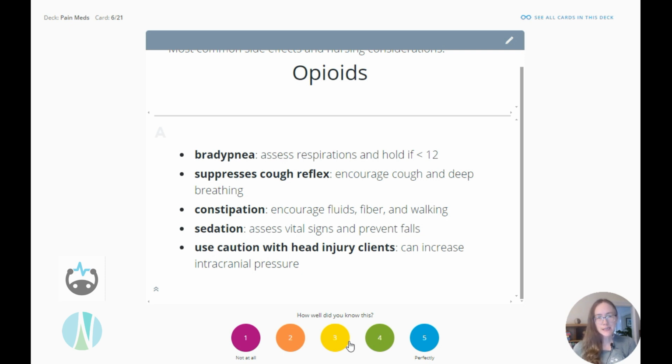Get the GI system moving. They also cause sedation. So assess those vital signs, make sure they stay within normal, and then implement fall precautions. And then very specific, you'll want to use caution with patients who have had head injuries. These opioids can increase the intracranial pressure.